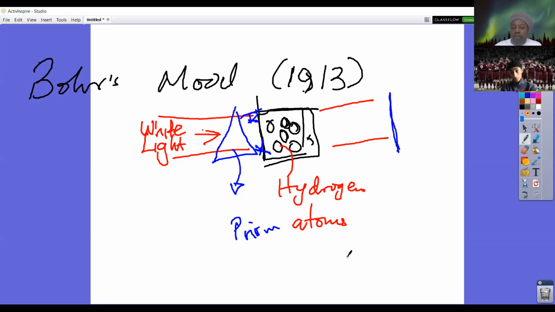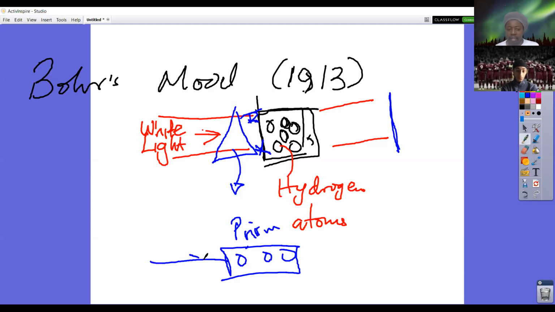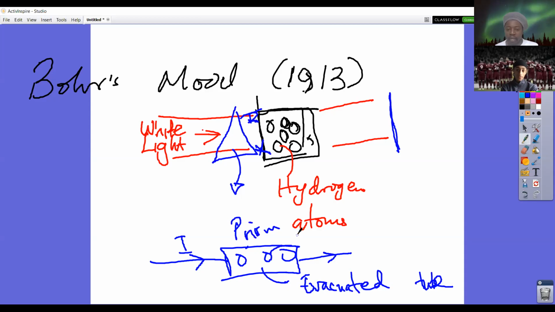But then we have another scenario as well, where you have hydrogen atoms, and I pass an electric current through them. Okay. If I pass an electric current through, this is just an evacuated tube, evacuated, meaning there are no other atoms other than hydrogen. Okay, so these are my hydrogen atoms.